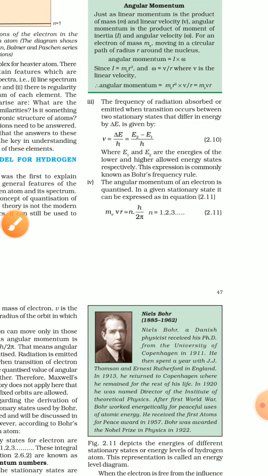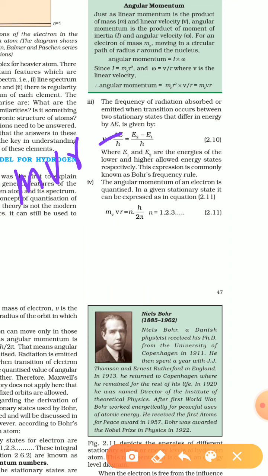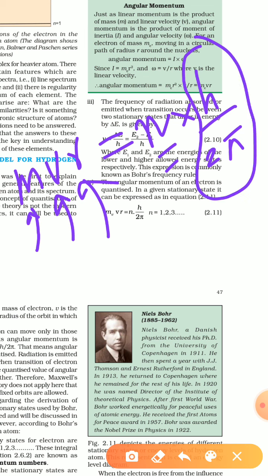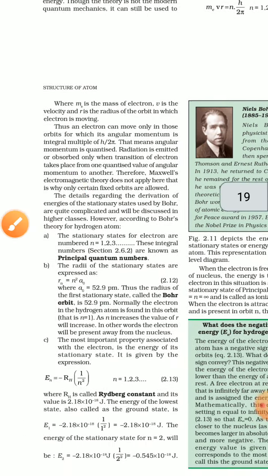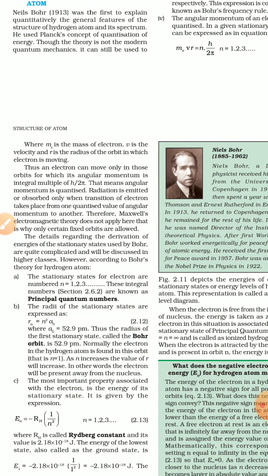So what is Bohr's model trying to explain from it? Angular momentum mvr is always an integral multiple, meaning n times h by 2 pi, where h is Planck's constant. n can be 1, 2, 3, etc., but not 0. Here me is the mass of the electron, v is the velocity of the electron, and r is the radius of the orbit where the electron is moving.